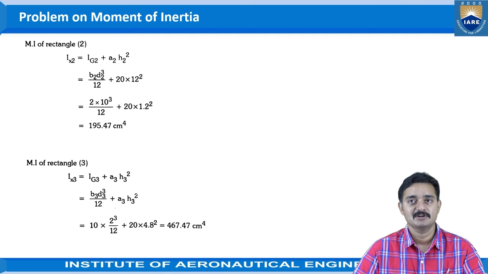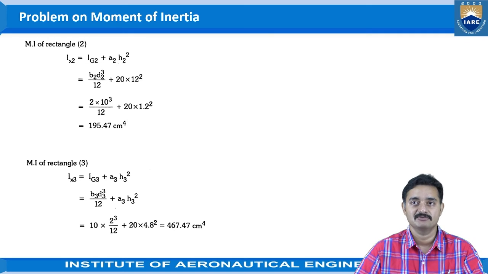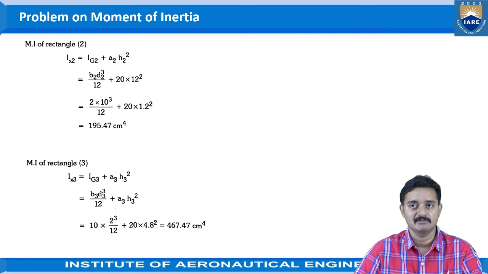Now the moment of inertia of rectangle 3. So Ix3 is equal to Ig3 plus A3 H3 square. That is equal to B3 D3 cube by 12 plus A3 H3 square. That is equal to 10 into 2 cube by 12 plus 20 into 4.8 square, which gives the value as 467.47 centimeter power 4.